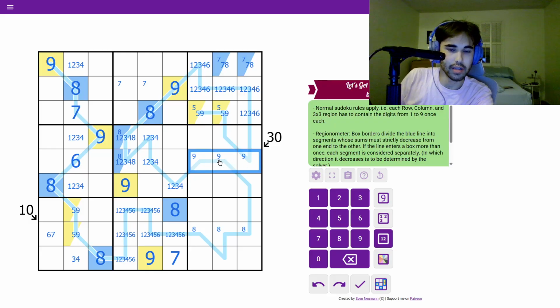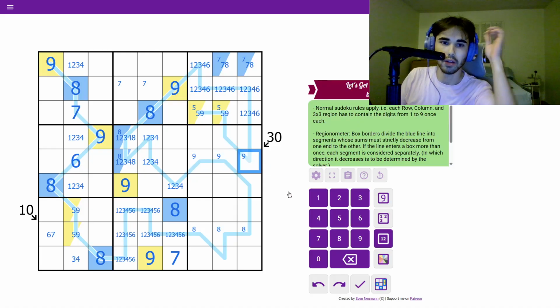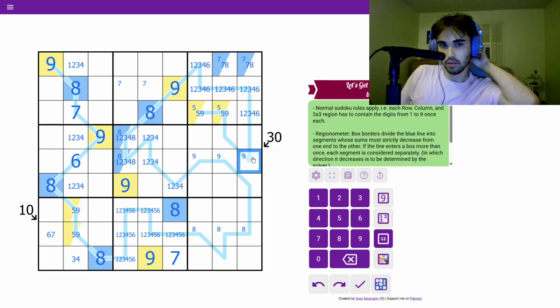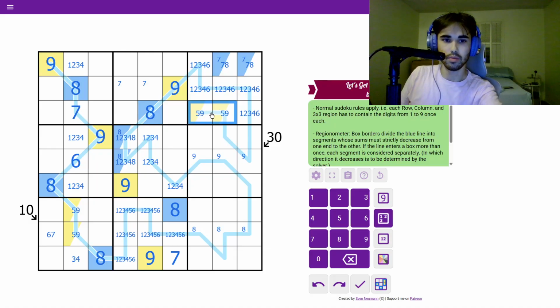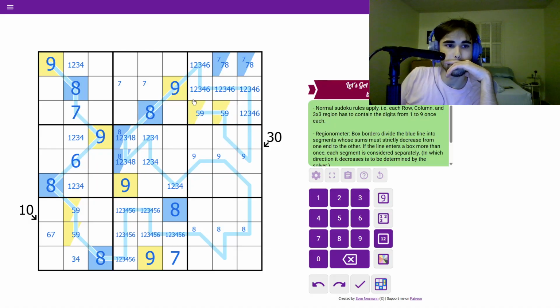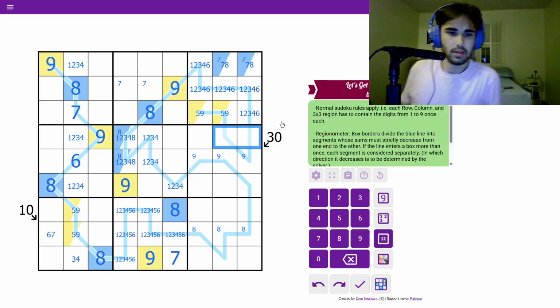But the problem is it's not all going on one segment. It could be on one segment or it could be on the other. Now, if it's on this one, first of all, let's remove these 5s. If it's on this one, then we've got to get to 16. So we've got to do 1 and 5 or 2 and 4. You might still be able to do that. I don't see why not.